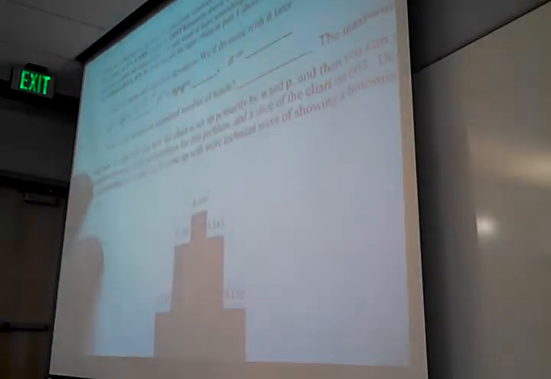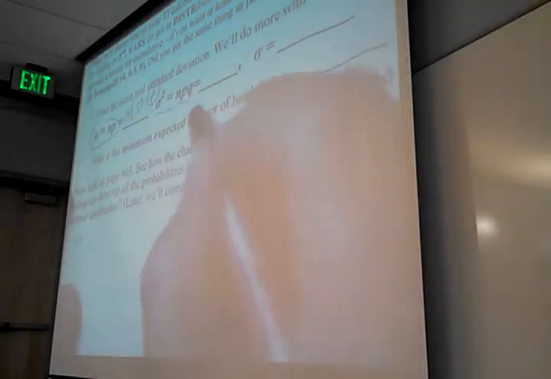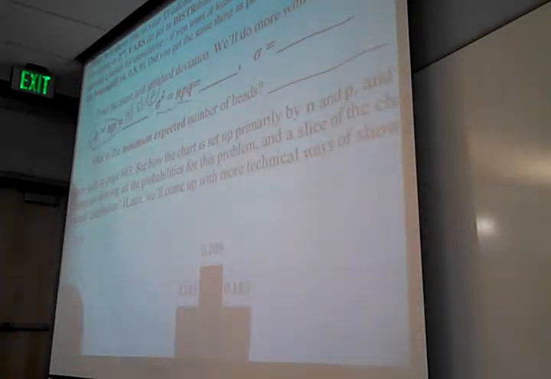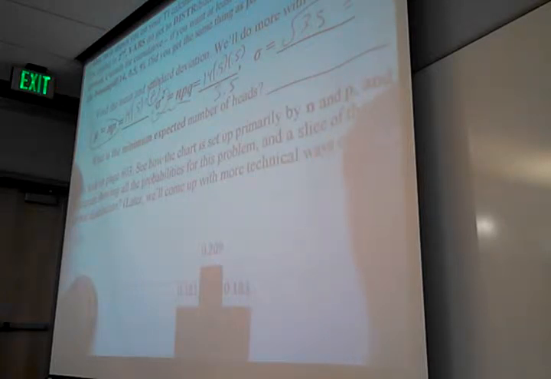So the average number of heads I should get would be 7 if I flip a coin 14 times. What does this really represent? It's the variance, not the standard deviation. So if I do n times p times q, I get 3.5. How do we get the standard deviation from that? Take the square root. The square root of 3.5 is 1.8708, so about 1.871 rounded.